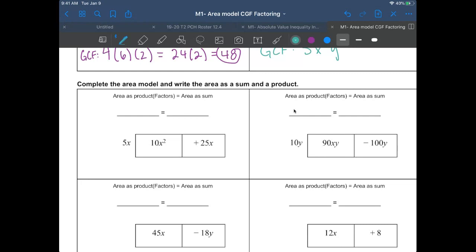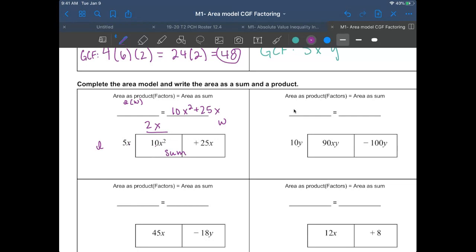All right, so we know that the inside of the area model is the sum. So I'm going to go ahead and write the area as the sum, 10x squared plus 25x. And then we're going to write the product, or factors, of length times width of the area model. So the length is 5x. So what would the width be? 5x times what would give me 10x squared? So 5 times 2 gives me 10, and x times x would give me x squared.